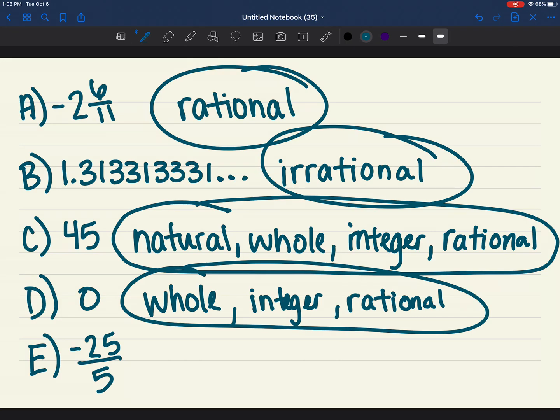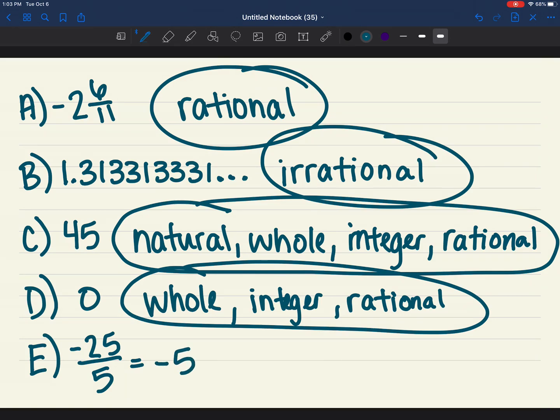What if I have negative 25 over 5? Rational. So we know it's rational because it's a fraction. Could it be anything else? Could be an integer. How do you know that? Because there's a negative and then a positive. But it's a fraction. So can it be an integer? Tell us, Vincent. Yes, because it equals a whole number.